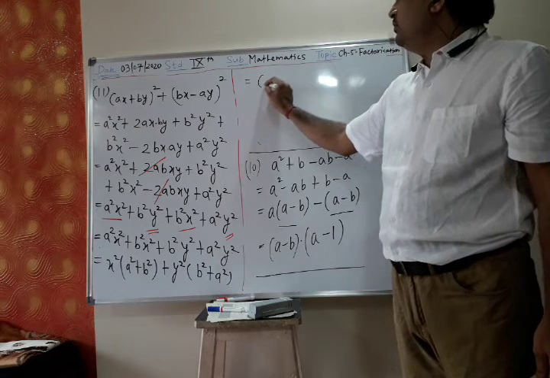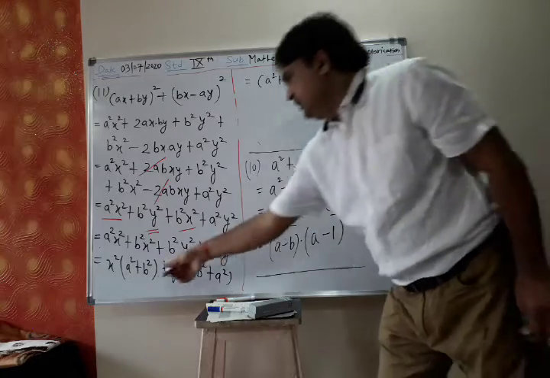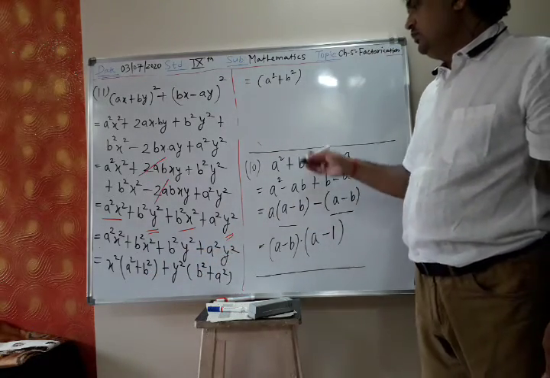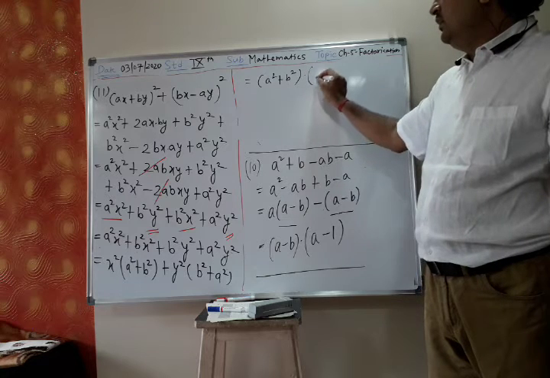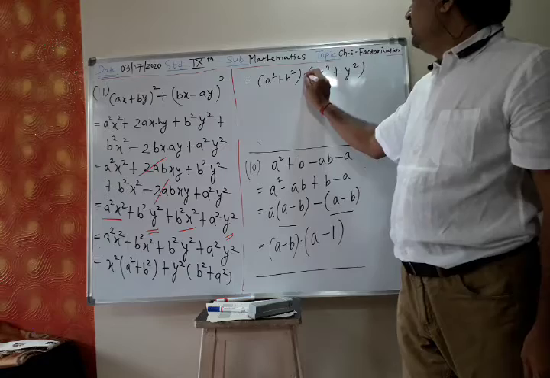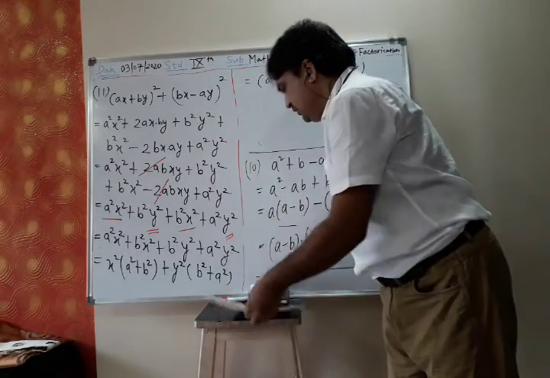Now a square plus b square is common. A square plus b square is same as b square plus a square. So what is left? X square plus y square is left, and this is the answer. Now this is product of two terms, so factorization is over.